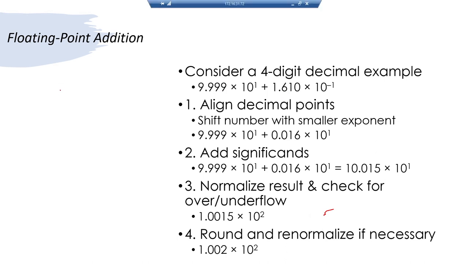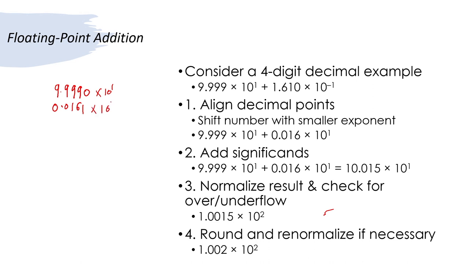So, we first write these, and the next thing we do is we right shift this, and we suppose we want to represent this using only 4 significant digits. So, this is using just 4 significant digits. So, this is how we do floating point addition in practice, for decimal numbers.